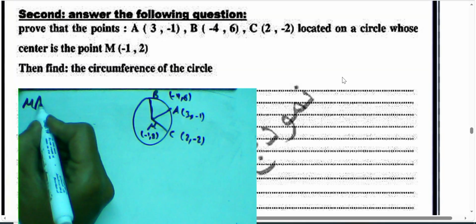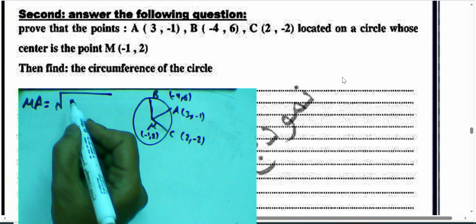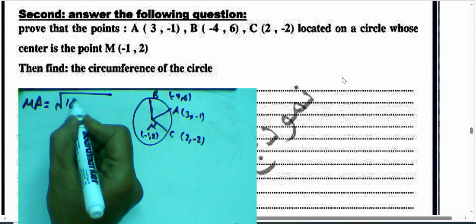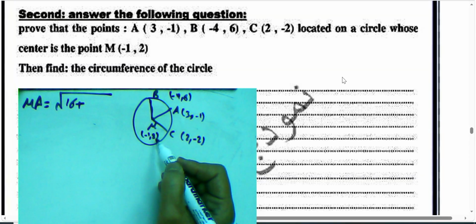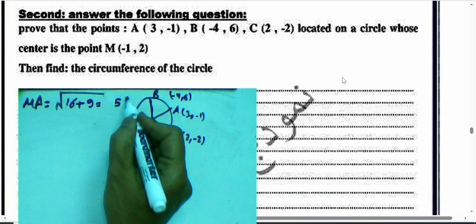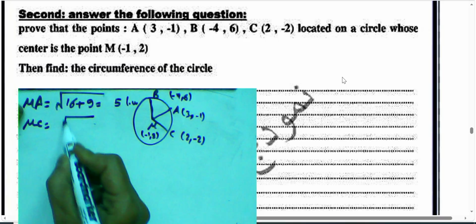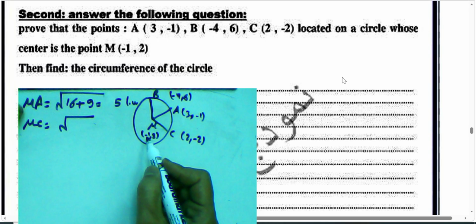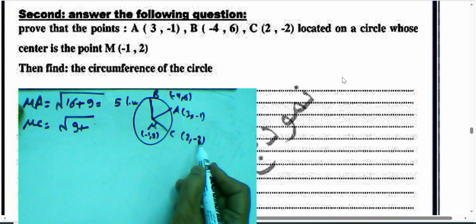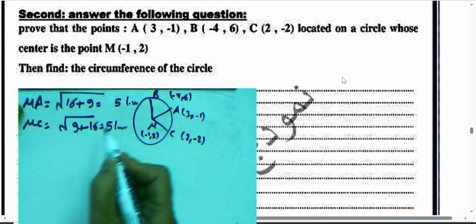MA equivalent to, we have M and A, 3 minus minus 1, it will be 3 plus 1, 4, 4 power 2 is 16, and negative 1 minus 2, negative 3 power 2 is 9. The result will be 5 length units. And then we can find the length of MC equivalent to here 2 minus minus 1, it will be 2 plus 1, 3, 3 power 2 is 9, negative 2 minus 2, negative 4 power 2 is 16. The result will be also 5 length units.